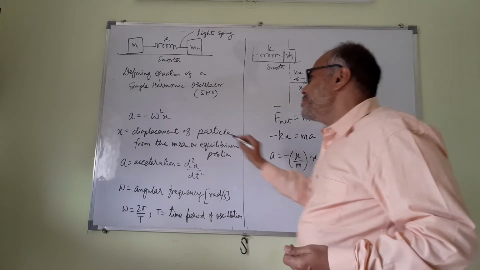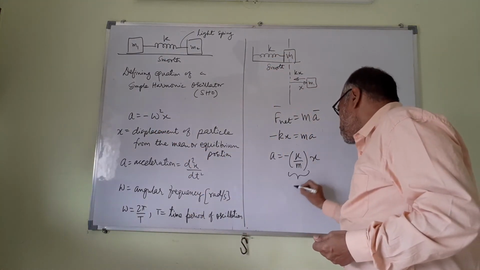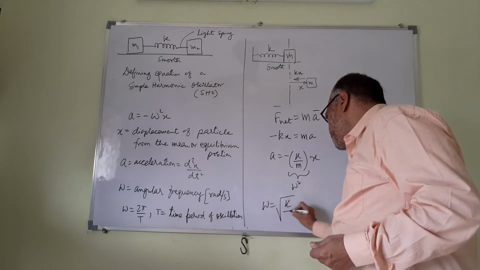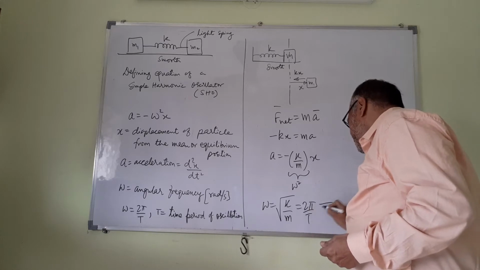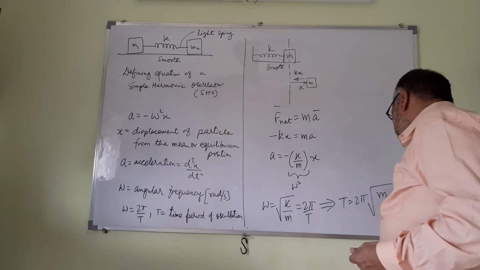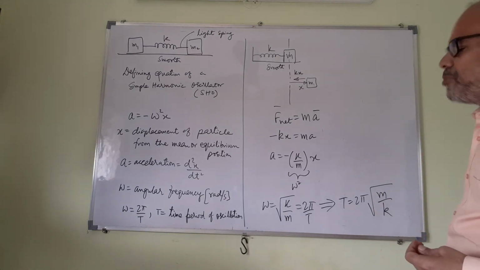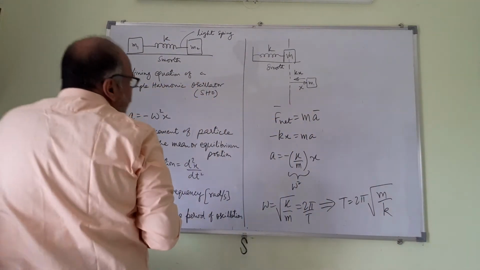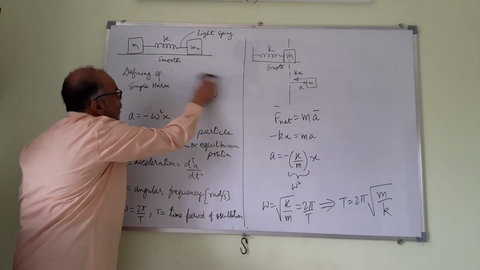If you compare this with the defining equation of SHM, this is omega squared. So omega would be root of k by m. That is equal to 2 pi by T. That gives us T equals 2 pi root of m by k. Yes, this is the spring mass system in its simplest way.